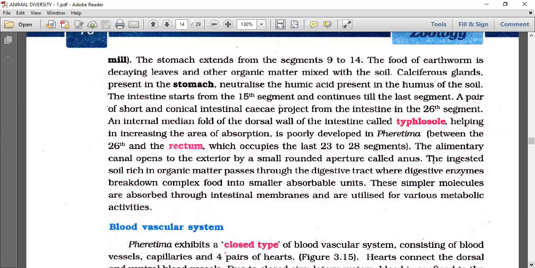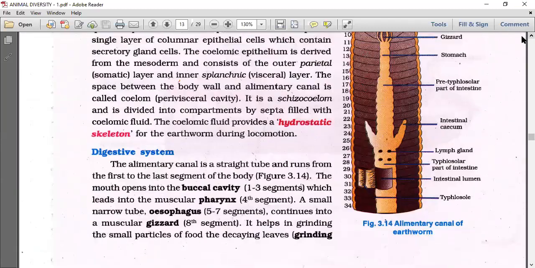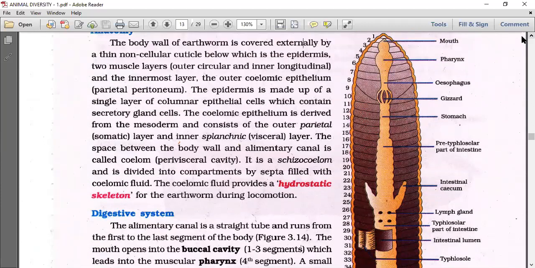So this is the digestive system of the earthworm. I think you understand how important the name and number of the segment is. If you know the name and number of the segment, the only effort you have to pay now is for the function of that particular alimentary canal portion. That's okay.